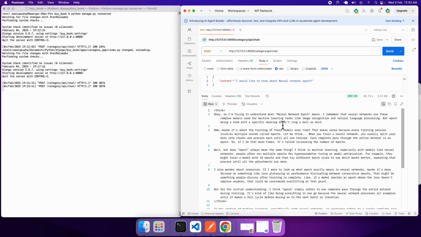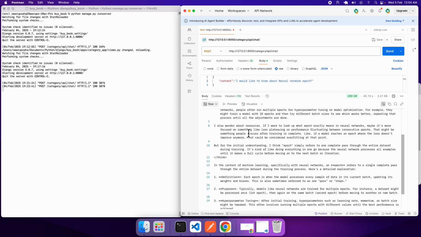So okay, I'm trying to understand what a neural network is. I remember neural networks are those complex models used for machine learning tasks, language recognition and natural language processing. But epoch, being a term with a specific meaning, doesn't ring a bell as much. So nicely it has been able to put this forward over here. That I also wonder about resources. If I were to look at what epoch exactly means, in the neural network maybe it is more focused on something like a loss plateau or performance. So very well clarified it has come up with.